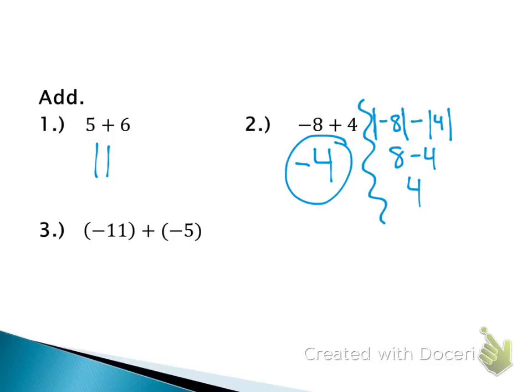On number 3, we go back to having numbers with the same sign. They're both negative. So we're going to add up their absolute values and use the original sign. Since they're both negative, I already know my answer has to be negative. In order to get there, I'm going to have to add the absolute value of negative 11 with the absolute value of negative 5.